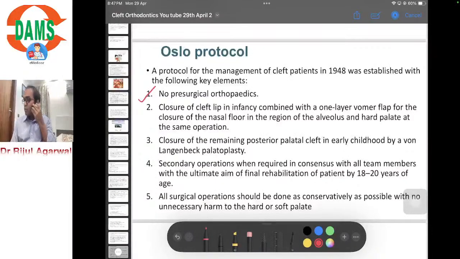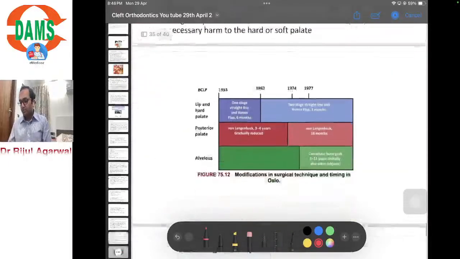And after these two surgeries, any secondary operation is delayed until the patient reaches the age of 18 to 20 years. Okay. And lastly, all surgical operations should be done as conservatively as possible with no unnecessary harm to hard or soft palate. So the important thing is that there is no pre-surgical orthopedics recommended by the Oslo protocol. And next is the combination of the surgery of lip and hard palate, and soft palate surgery is delayed. So this is a diagrammatic representation of the technique. Okay.